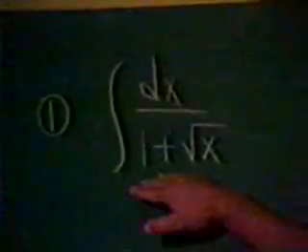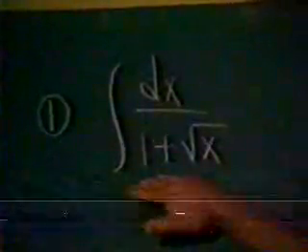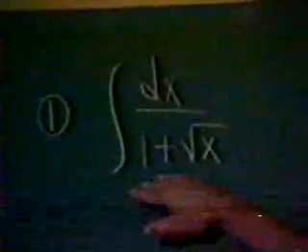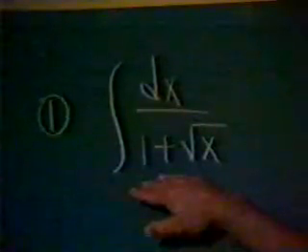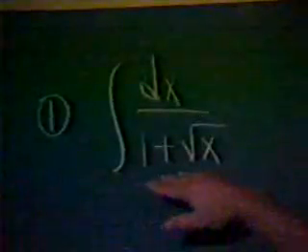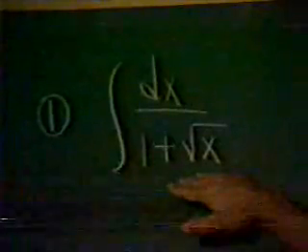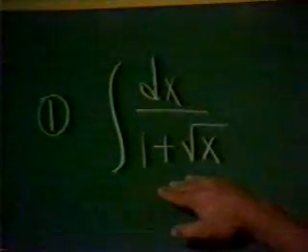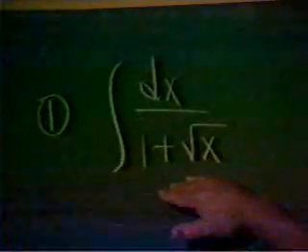Let's look at example number 1 on your worksheet. We're interested in finding the antiderivative of dx over 1 plus the square root of x. Well, at this particular point, try as you might, you cannot force this into any one of the forms that you know. It doesn't fit the power rule. It doesn't fit any of the singular forms that you've memorized. And so in order to find the antiderivative, we really don't know what to do. We're stymied at this point.